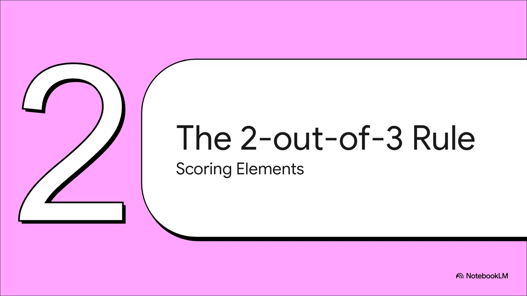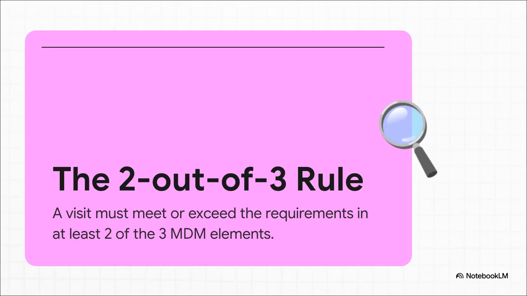Section 2. The 2 of 3 rule. Now that we know our 3 pillars, we have to look at the first critical mechanical rule for calculating the overall score. And here is the crucial takeaway. You absolutely do not need all 3 of those elements to perfectly align. Not at all. The fundamental rule for determining your overall MDM level is simply the 2 out of 3 rule. To qualify for any given level, the visit just has to meet or exceed the requirements in at least 2 of the 3 elements we just went over.